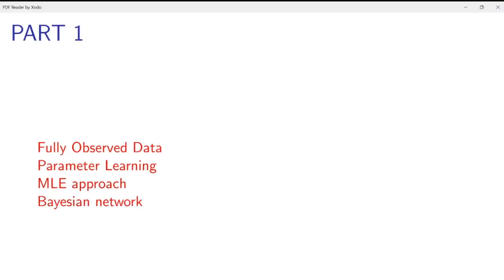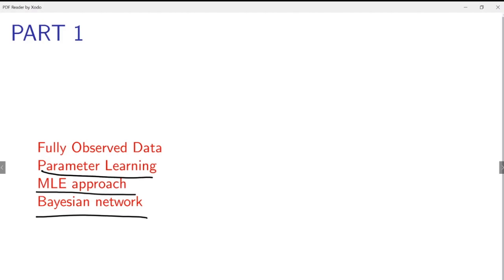So let us begin with the easiest class of learning algorithms. We will develop algorithms that learn Bayesian networks using the maximum likelihood estimation approach, and we'll only learn the parameters of the Bayesian network. Namely, we'll assume that the structure of the graphical model, or the Bayesian network in this case, is given to us. Moreover, we will assume that the data is fully observed.